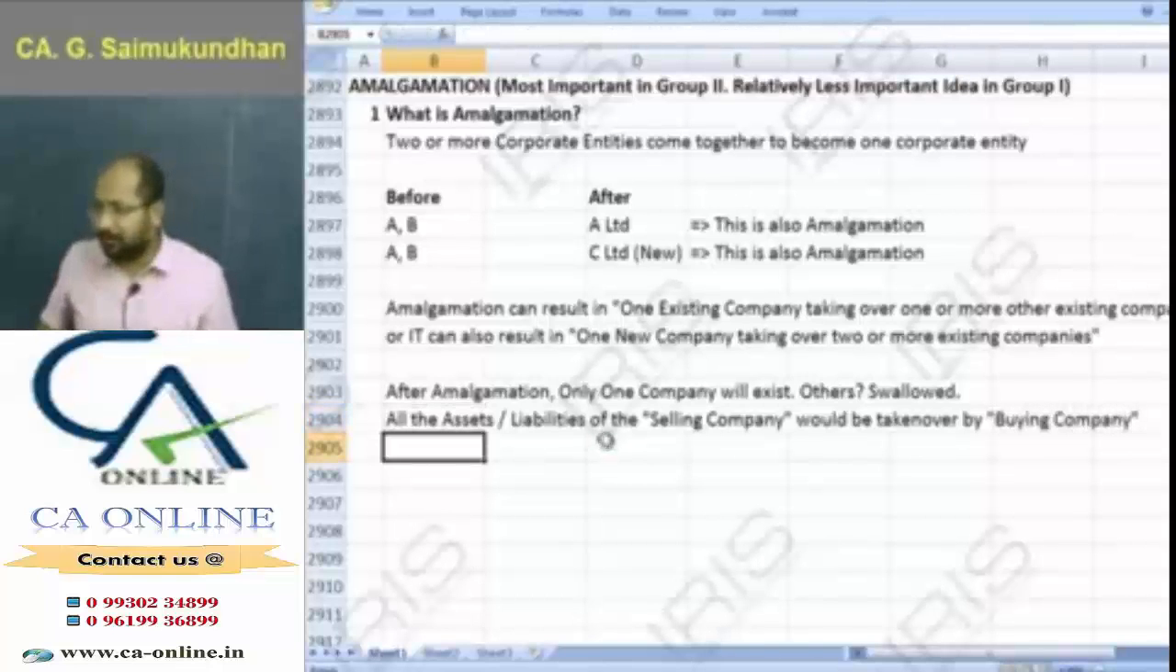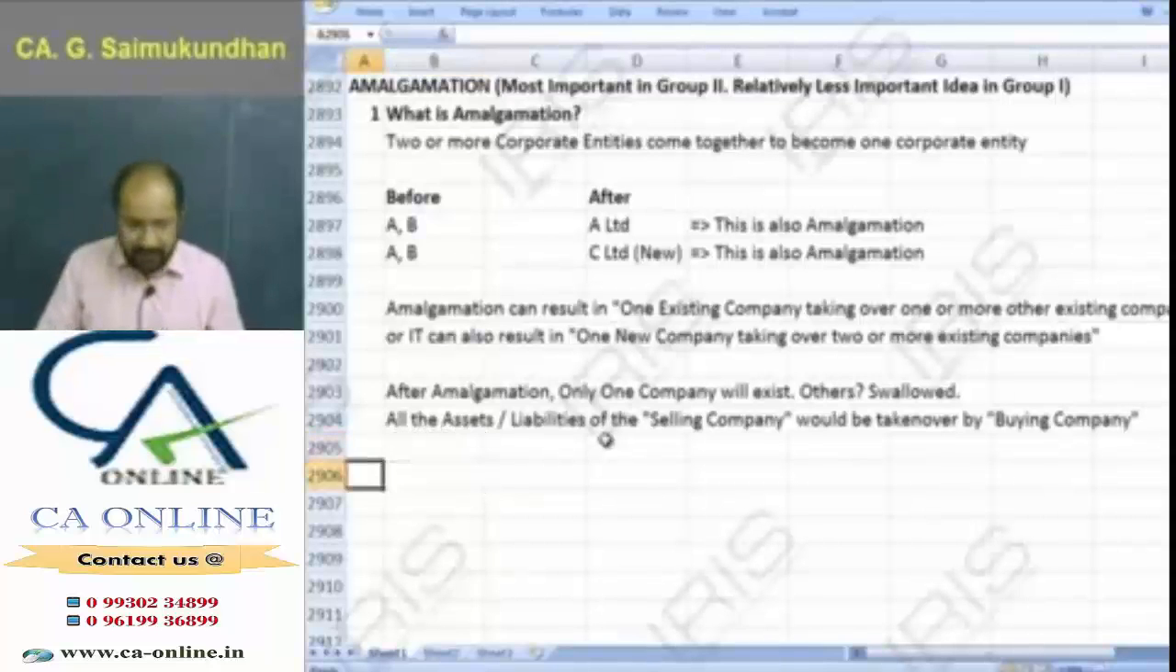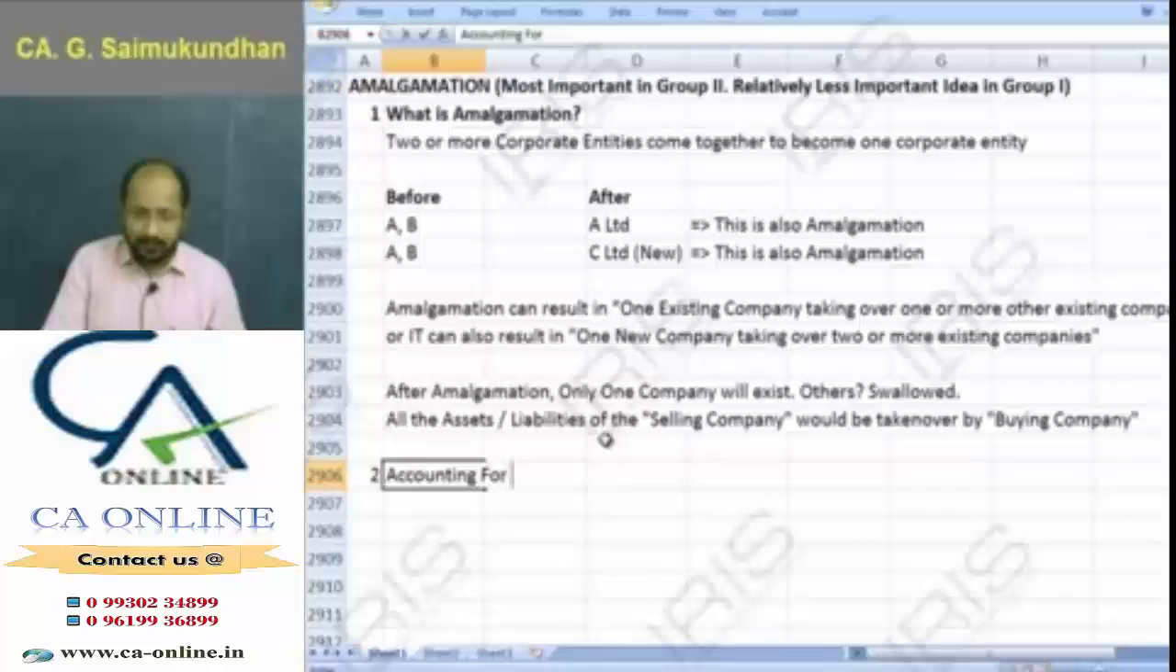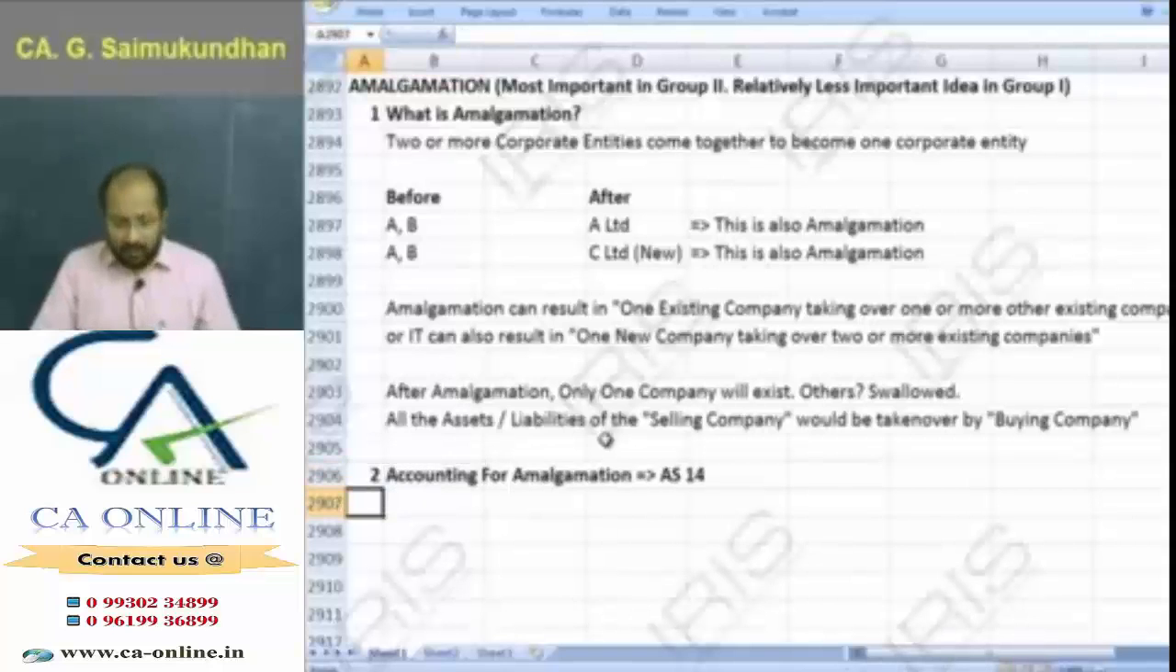This is what we'll be dealing with, guys. Next, when we start dealing with amalgamation, we start focusing on accounting for amalgamations. Accounting for amalgamation is driven by AS number 14. Accounting Standard number 14 deals with accounting for amalgamations, and that is what we'll be adhering to. I just mentioned a very critical point right at the outset so that we can be clear about this.